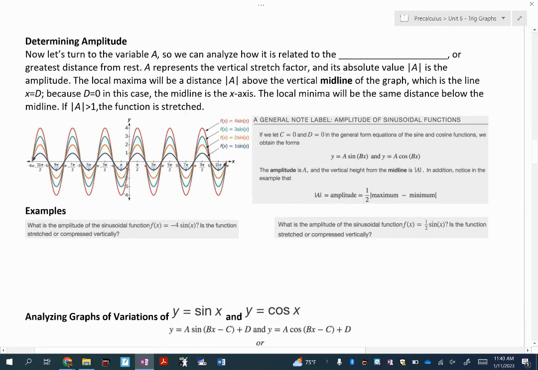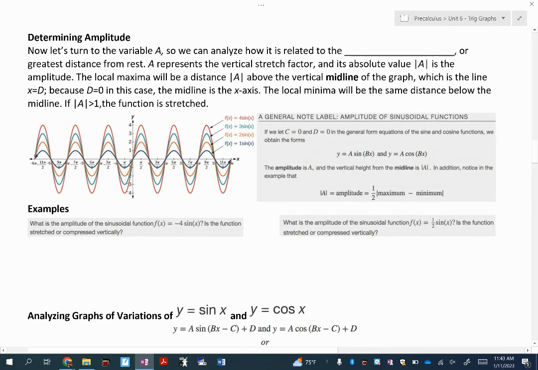Okay, amplitude. Amplitude is how high or how low you're going to sketch for your graph from the midline, or from the middle of the wave. So this is related to the amplitude, and the amplitude is always the absolute value of that letter A.